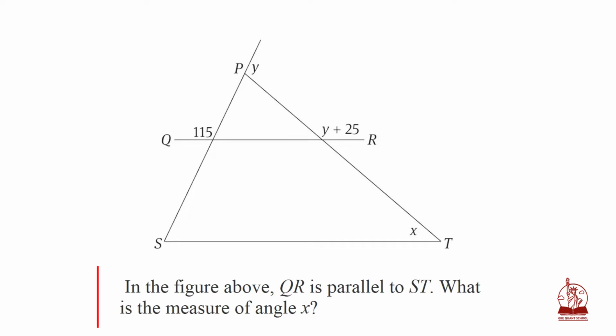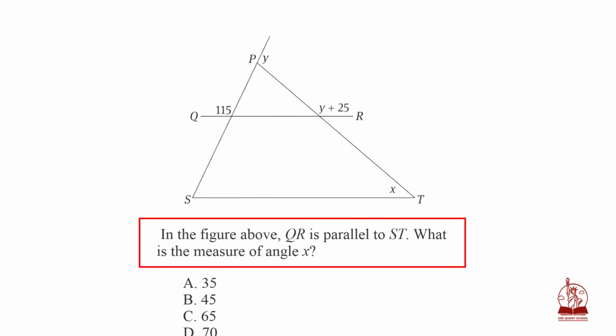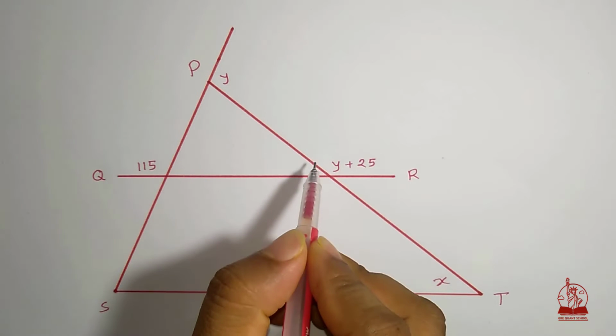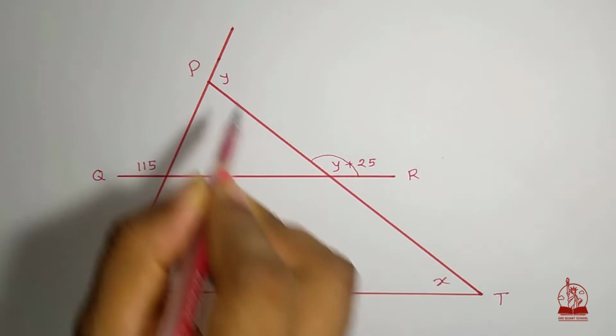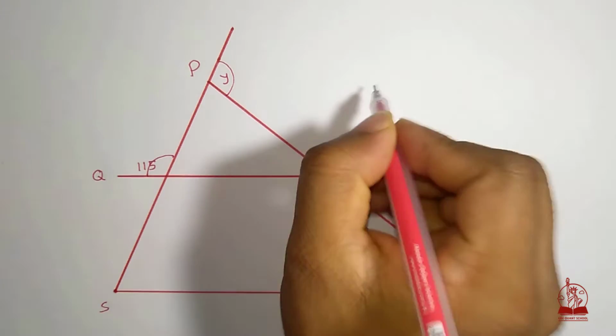Here the question is, in the figure above, QR is parallel to ST. What is the measure of angle X? Okay. We know the total exterior angle of any triangle is 360 degrees.